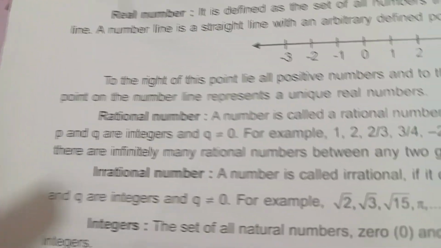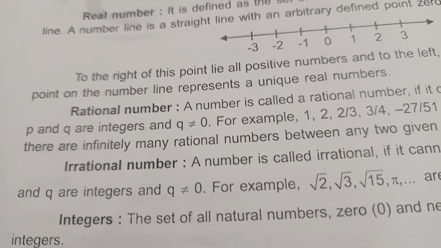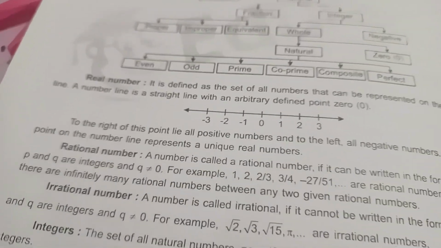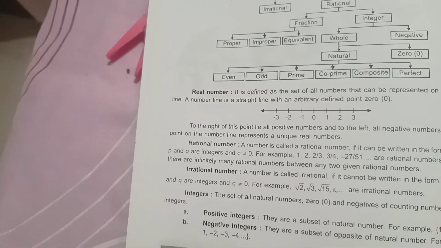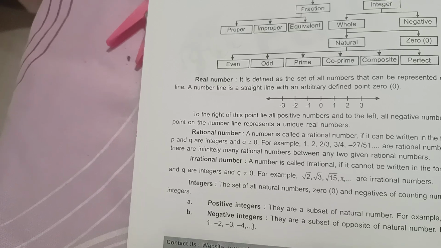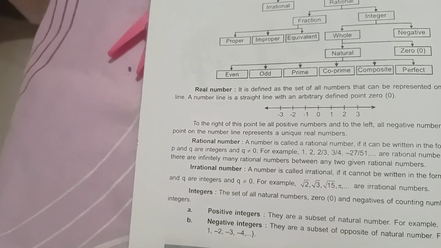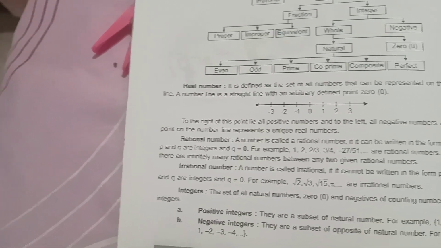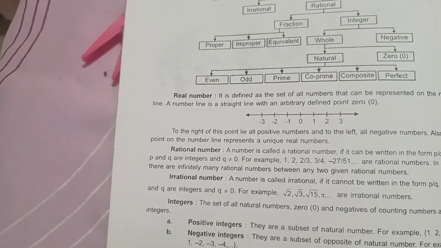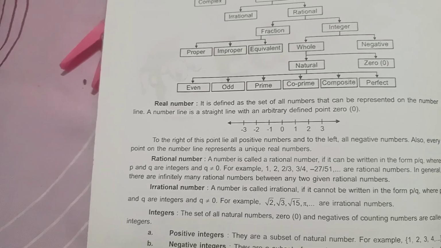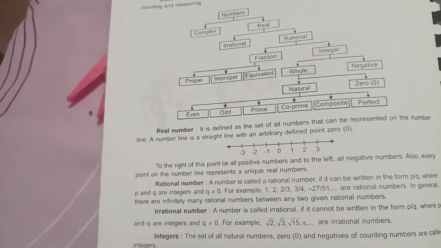Now come to rational numbers. What do you mean by rational number? A number is called a rational number if it can be written in the form p by q, where p and q are integers, q is not equal to 0. So for example 1, 2, 2 by 3, 3 by 4, minus 2, 27 by 51, all are rational numbers.